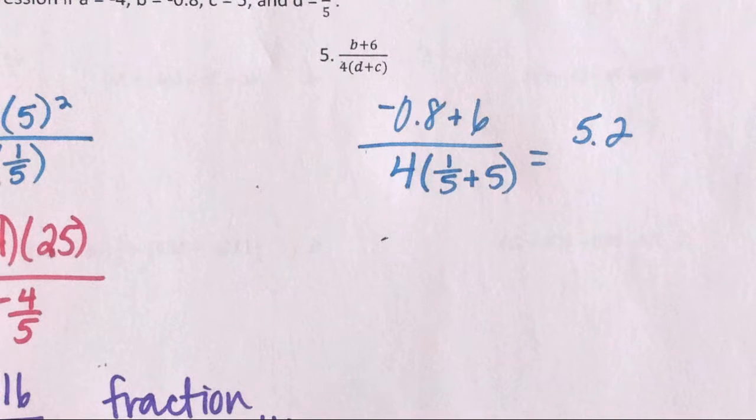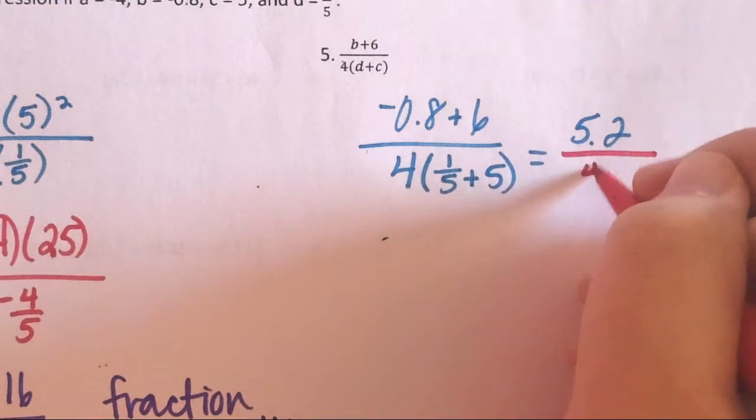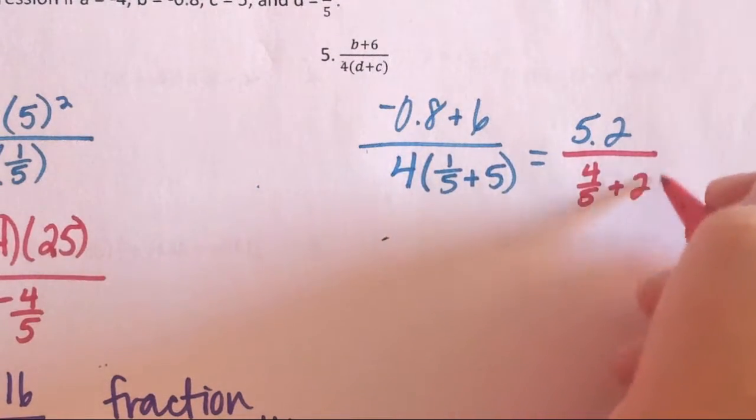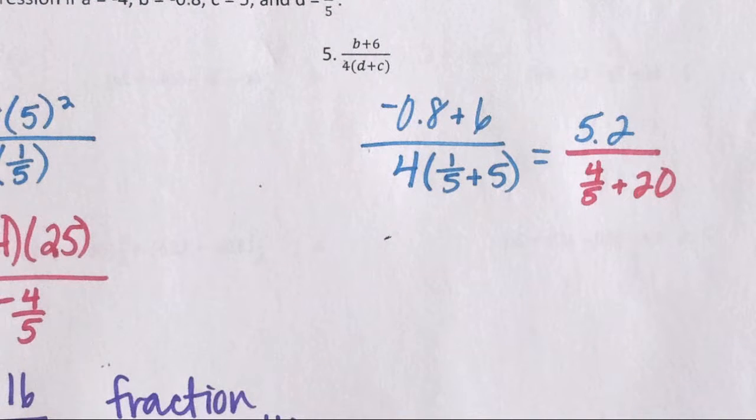How did you get 4? Oh, did you distribute to both of them? Distribute to both of them. 4 over 5 plus 20. Yes, I agree with the 4 over 5 plus 20. Okay, he's like me. He likes math.